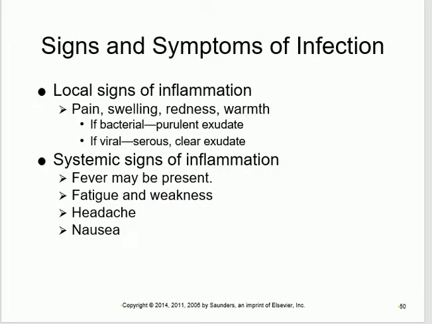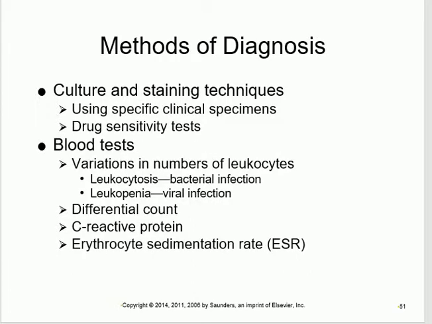We talked about the local and systemic signs of inflammation. I'm not going to repeat again. Culture and sensitivity. This is something that we need to know. Culture and staining is, you take a sample from the body, let's say some sputum or a blood sample from the person who you think has the infection, you put it on a dish, you give them some nutrients, this is called culture, and then you can stain it and look at it. Is it blue? Is it red? Meaning, is it gram positive? Is it gram negative? This is one way.